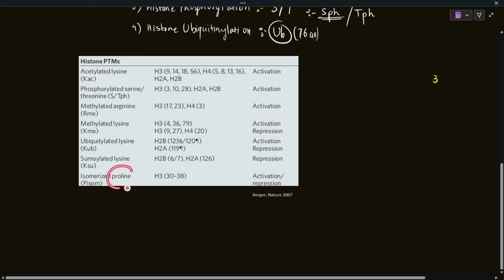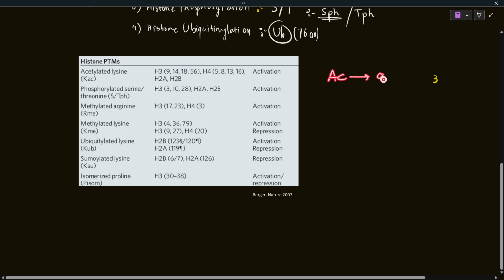It is the isomerization of the proline ring. Proline is an amino acid. It is written as P isomerization, so ISOM, P isomerized proline, and it is always the proline on H3, on the 30 to 38th proline. So it depends on which residue it is going to act. The prolyl ring is isomerized and it can lead to either activation or repression. We are not going to discuss this modification in detail. So let's do a quick recap.